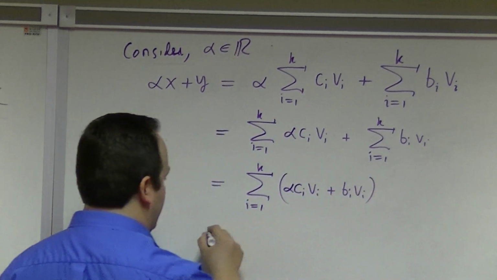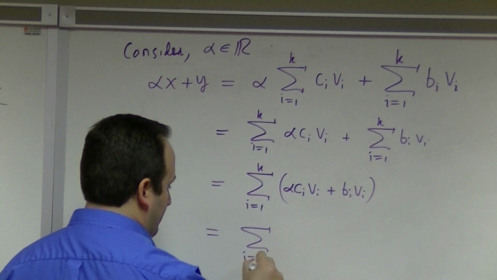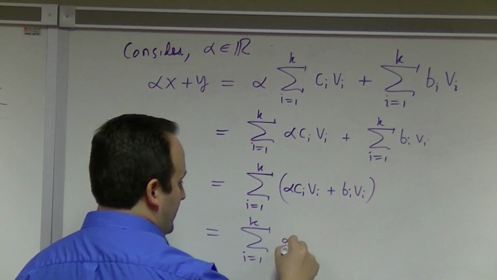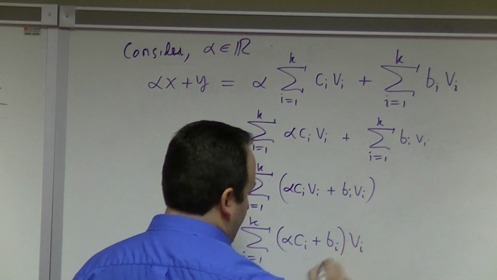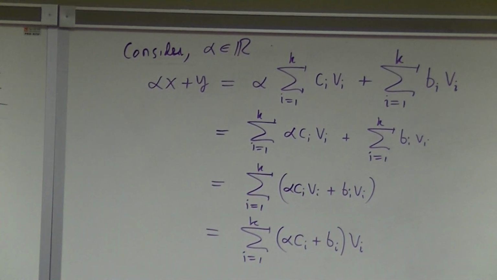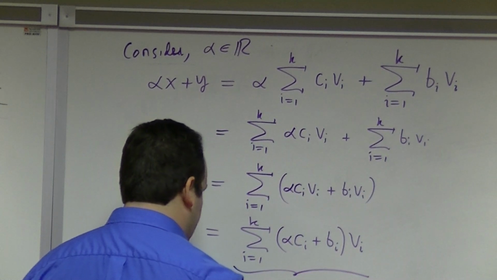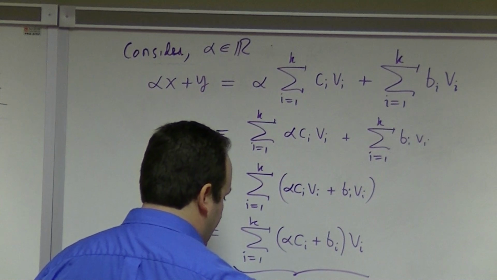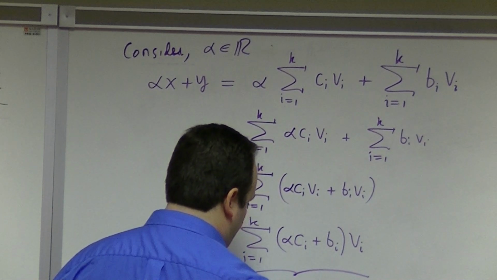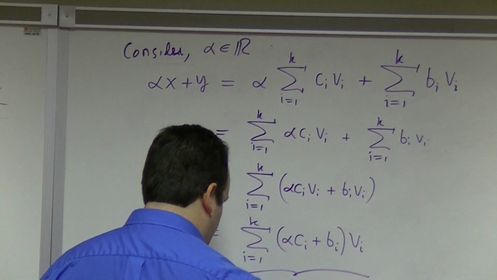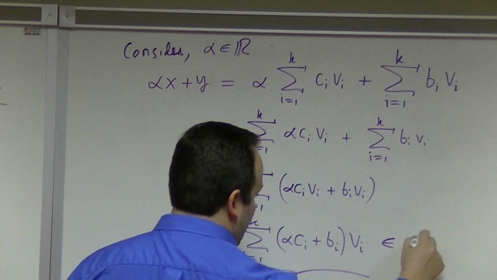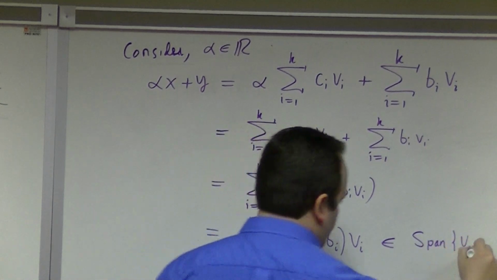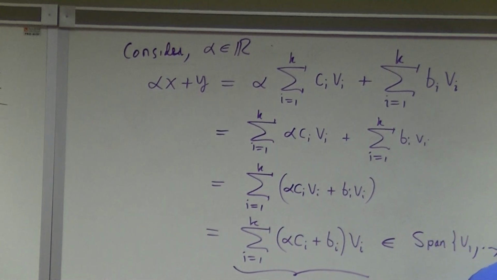Right? But then what can you do? You can rewrite that one more step. So I've got alpha c_i plus w_i, all times v_i. What is that? Let me put it in words. This is a linear combination, the finite linear combination of v1 through vk, right? Therefore, this is an element of the span, which is what we call W.